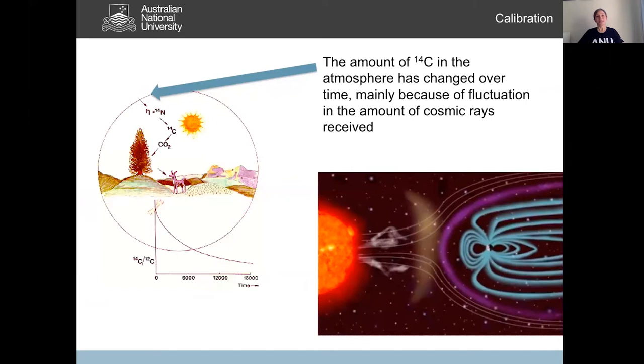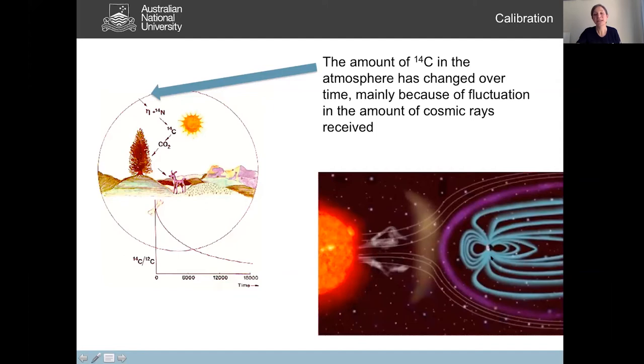And it varies mainly, there's a number of different reasons, but the main reason it changes is because of fluctuation in the amount of cosmic rays received in the upper atmosphere. And again, there's lots of reasons why these change. It might be due to changes in what's happening on the Earth's surface, on the sun's surface and the sun activity.